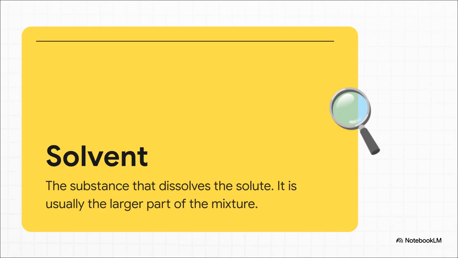And our second ingredient is the solvent. The solvent is the stuff that does the dissolving. It's the larger part of the mix. Now, water is like the most famous solvent on the planet. It can dissolve so many things. But milk can be a solvent too when you add chocolate powder. And the hot tea itself, that's the solvent for your sugar.